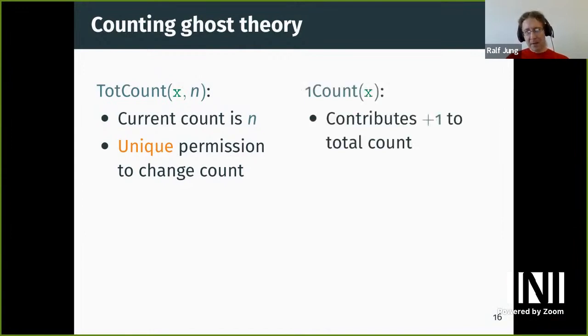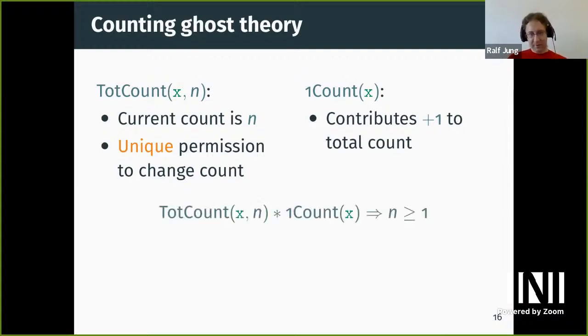And on the other hand, we have this one count permission, which represents ownership of a contribution of +1 to whatever the current total count of x is. So we don't know the exact count, but we know that we have added 1 to that count. The laws that we will need to govern those permissions, what I call the ghost theory, are, first of all, we need to know that if we have the total count of x being n, and we also have a 1 count contribution to that count, then n must be at least 1. So hopefully that makes sense, because if we have contributed 1, then the count can't be 0.